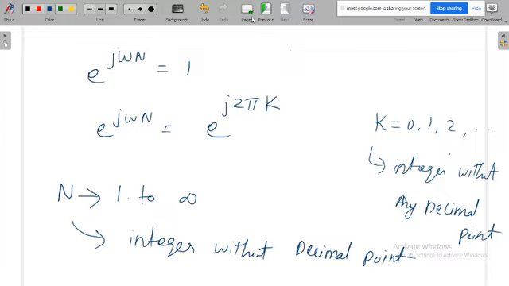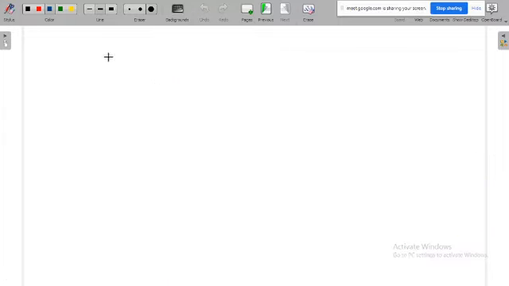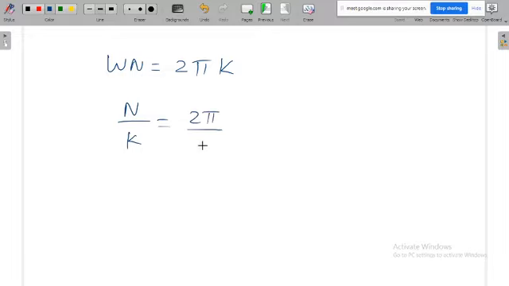So from this I can write like this. From this, omega n is equal to 2 pi k. Then I need n. n by k is equal to 2 pi by omega. Now I can calculate n as 2 pi by omega into k. Now k is in my hand. I can vary k to any value, 1, 2, 3, 4, like that up to infinite.